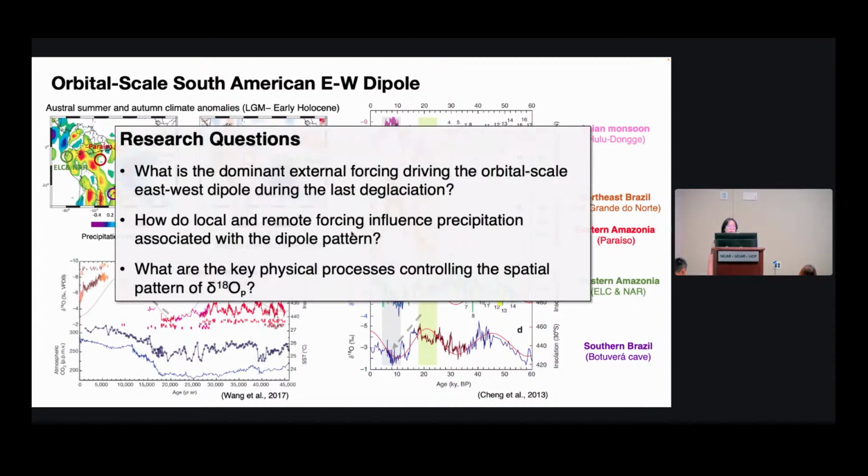Okay, in this work, we're going to answer the following questions. What is the dominant external forcing driving the orbital scale east-west dipole during the last deglaciation? How do local and remote forcing influence the precipitation pattern? And what are the key physical processes controlling the spatial pattern of the delta 18O in precipitation?